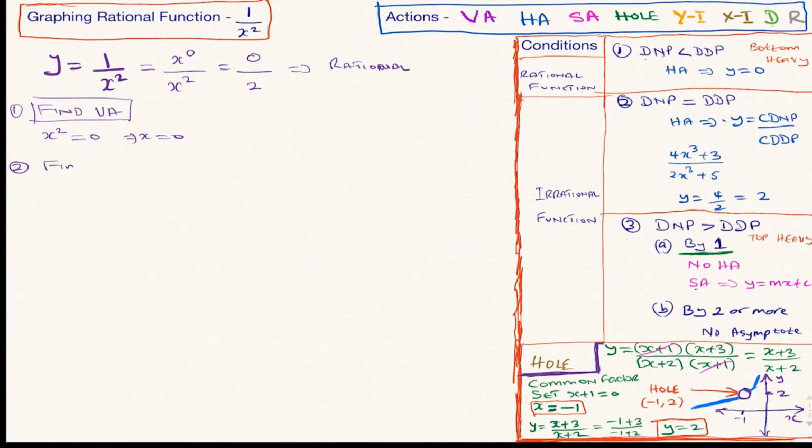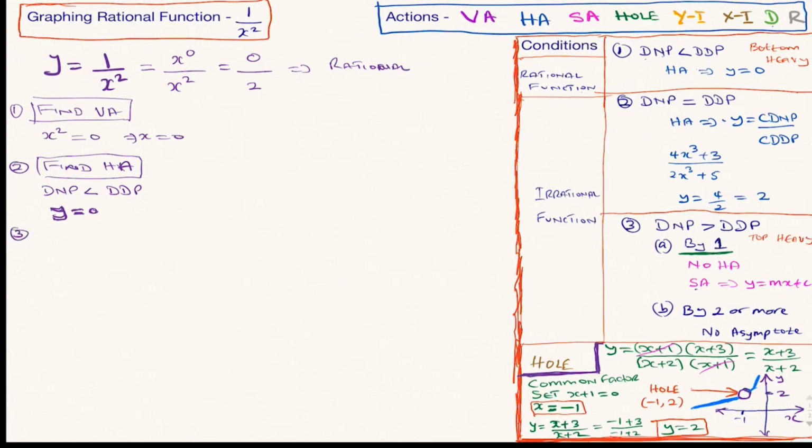We need to find the horizontal line of asymptote. In this case, because the degree of the numerator polynomial is less than the degree of the denominator polynomial, y is equal to 0. So y is always equal to 0 for this kind of rational function. That's the horizontal asymptote.